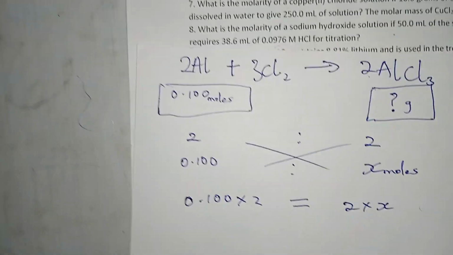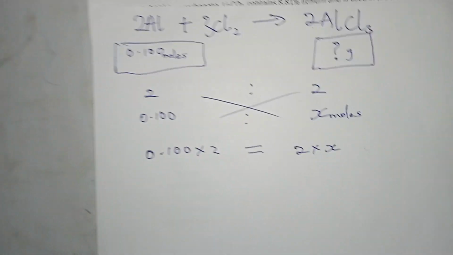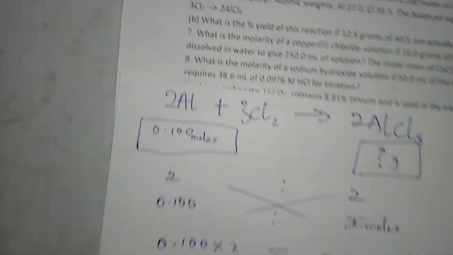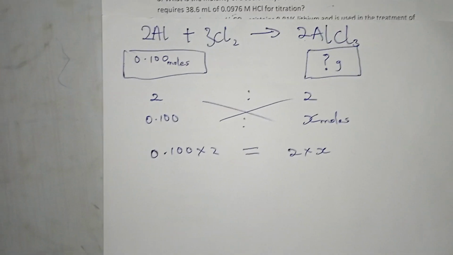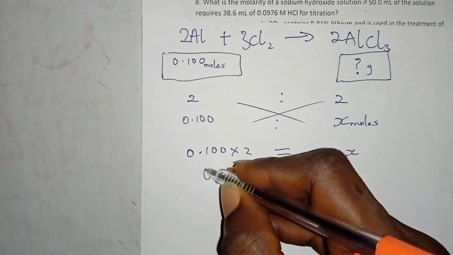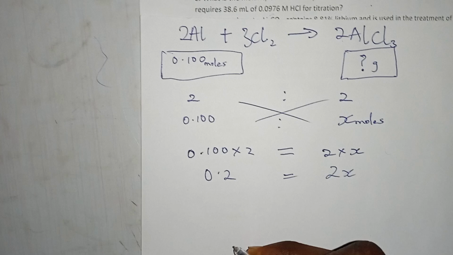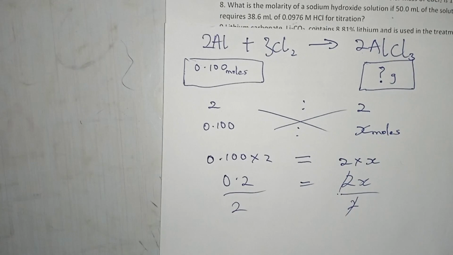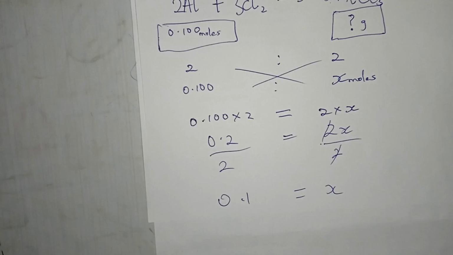Understand? So if I do the maths very well, this should give me 0.2 equals 2x. So making x subject of the formula, I divide both sides by 2. This will cancel this now, so that this will give me 0.1 equals x. So that is the mole.